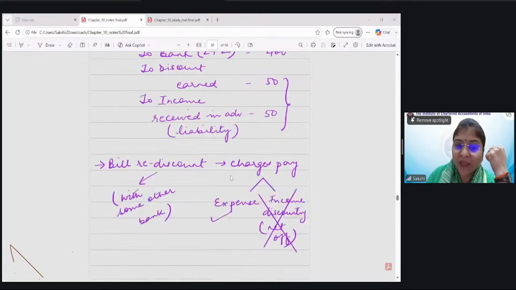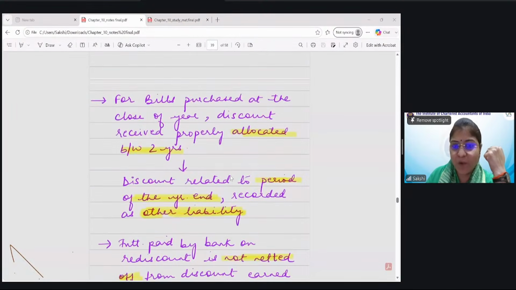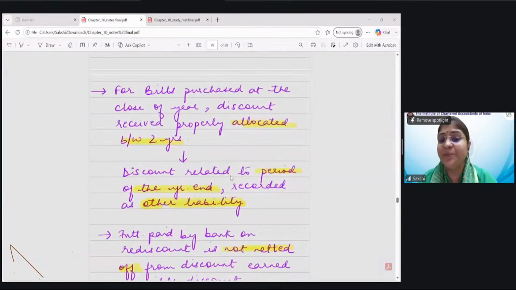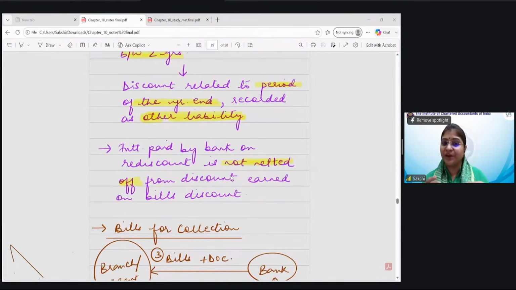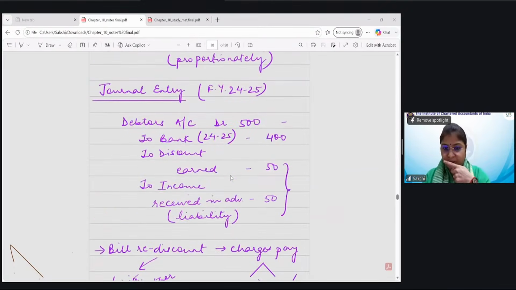All right. Now coming to another concept. See what do they say? They just say for bills purchased at the close of the year, discount received should be properly allocated between 2 years. Discount related to period of the year recorded as other liability. This is the journal entry that we had done.